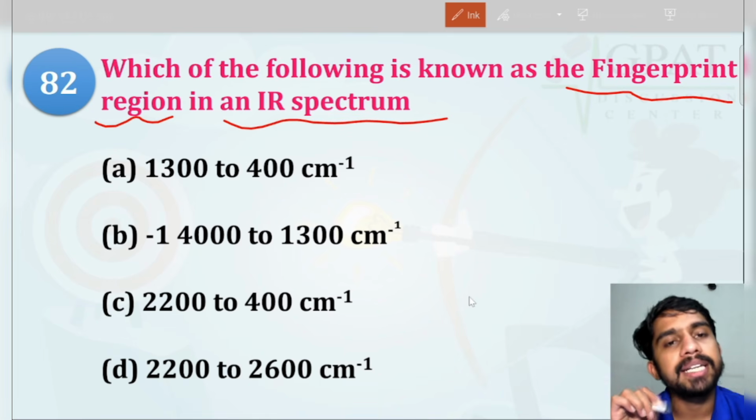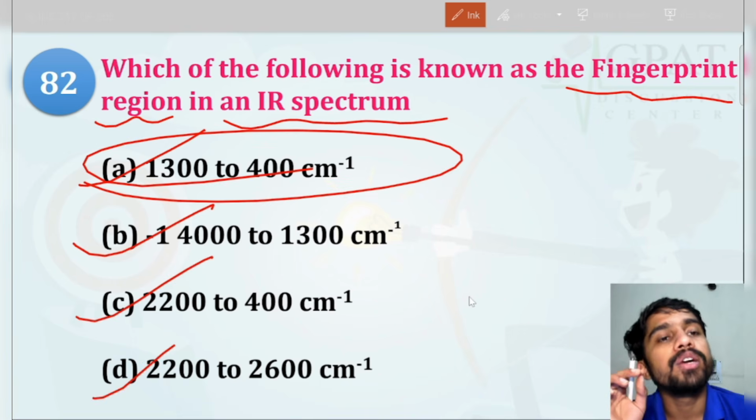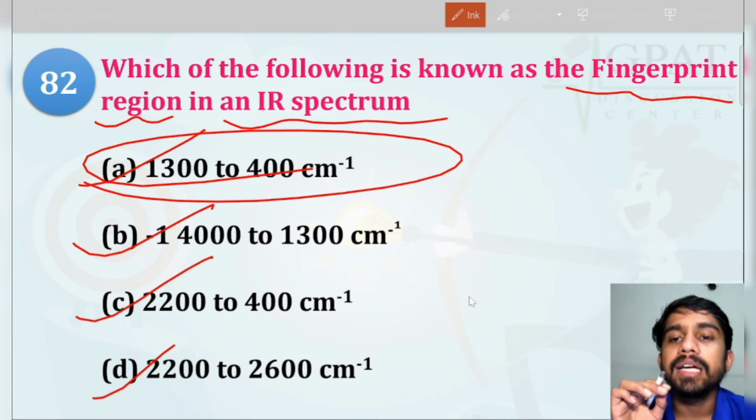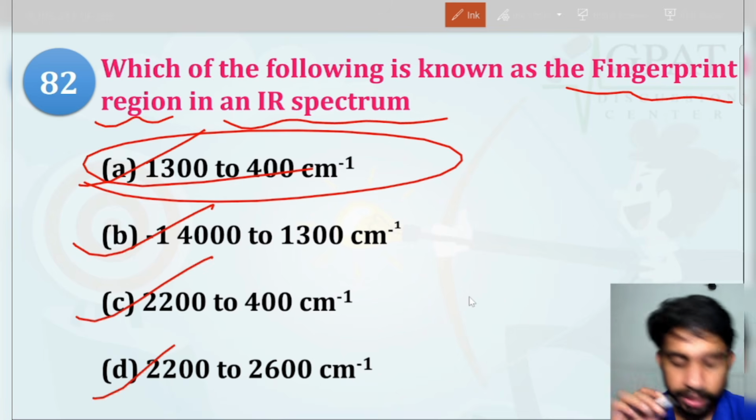Fingerprint region in IR spectrum. Simple. The correct answer is option A, that is 1300 to 400 centimeter inverse comes under your fingerprint region. And if we talk about 4000 to 1300, not this.